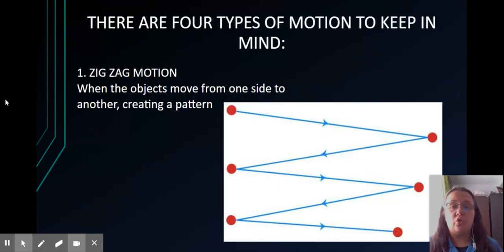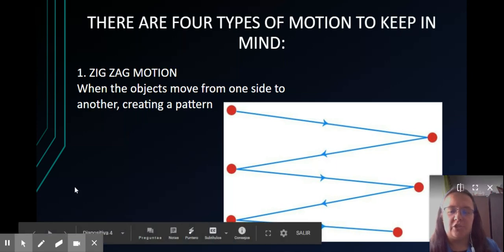Now, guys, today we are going to remind and keep in mind four different types of motion. The first one is the zigzag motion. That is when the objects move from one point to another, from one side to another, creating a pattern. Like this. Exactly, guys. Like the example that we see here in this picture.